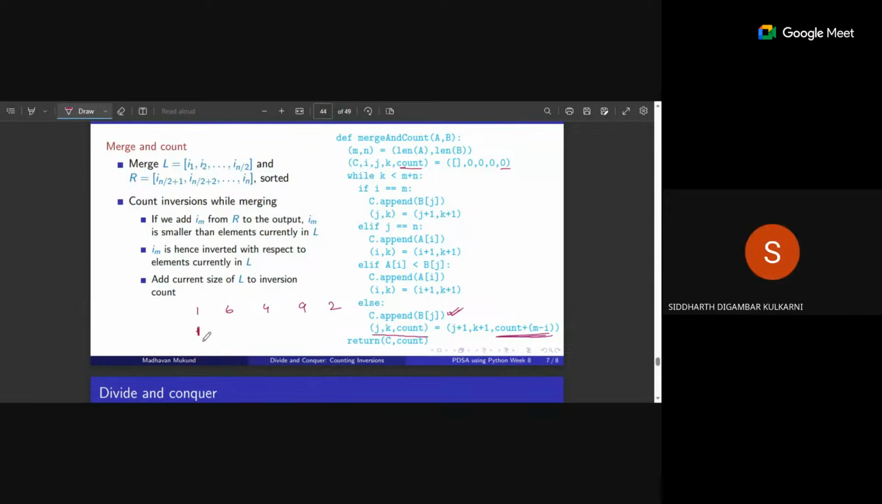Another question just related to this. Suppose there are n into n minus 1 by 2 inversions. Does that mean the sequences are exactly opposite to each other? Suppose there are exactly n into n minus 1 by 2 inversions, then that means the sequences are exactly opposite to each other.